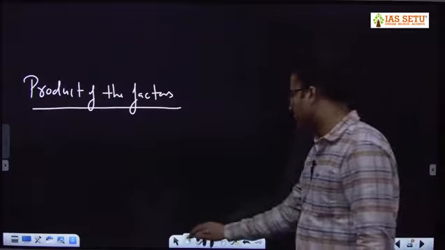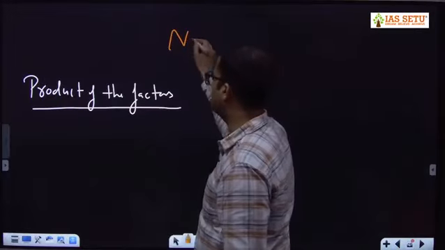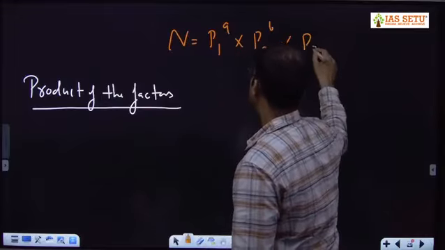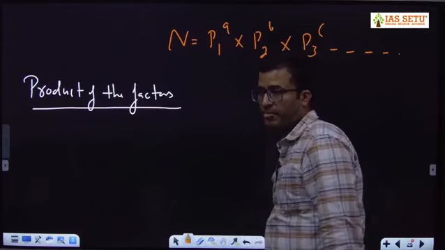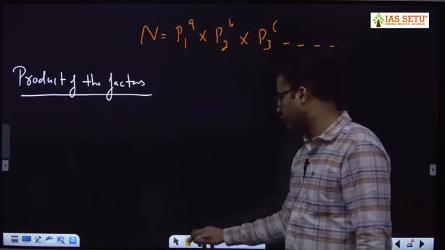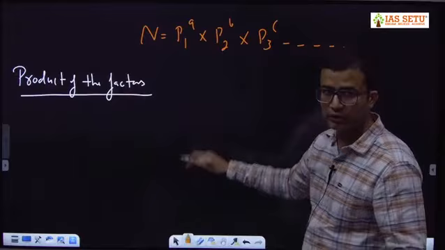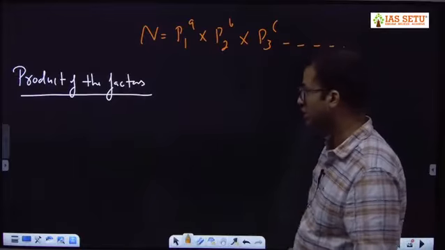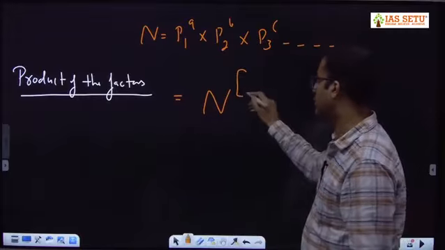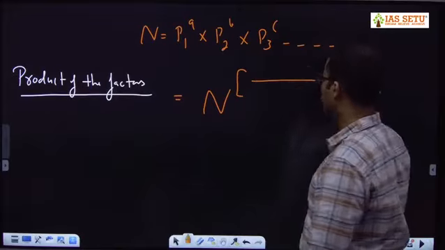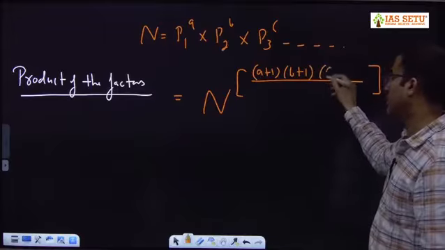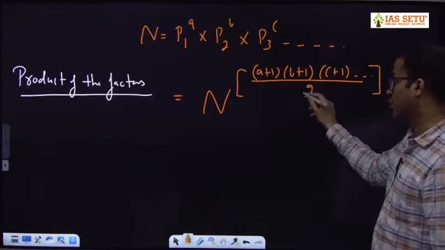Here also we have to express the number in the prime form. N is equal to P1 to power A into P2 to power B into P3 to power C and so on. Now what is the shortcut for product of the factors? Write the formula, then I will solve 2 questions for you, then I ask you 1 or 2 questions. Here product of the factors is equal to N to power (A plus 1 into B plus 1 into C plus 1 and so on) divided by 2.